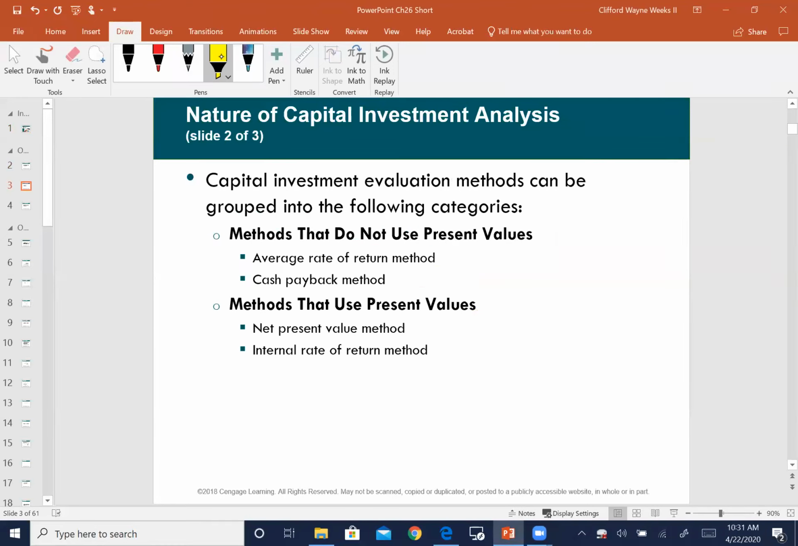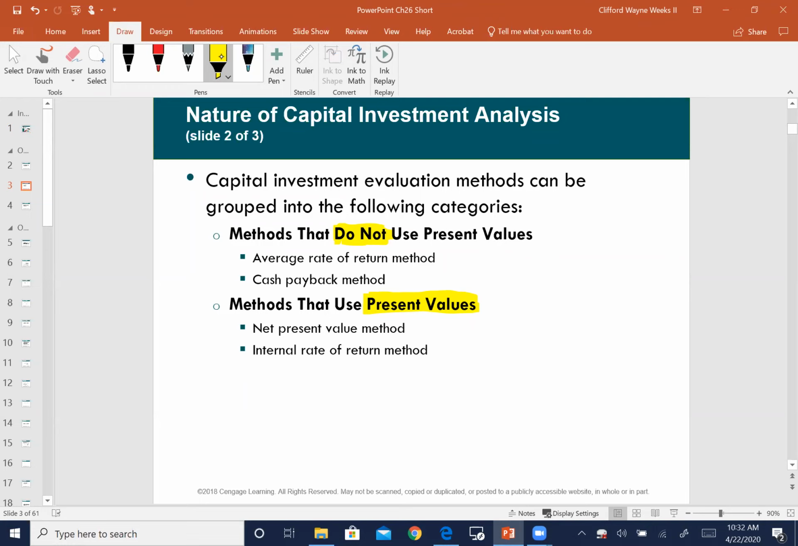And so for capital investment evaluation, as I said, there are 4 different methods. 2 that do not use the time value of money, and 2 that do, that use the present value understanding. Hopefully at some point in your educational career, you've talked about the future value and the present value of numbers. In a nutshell, what that refers to is the time value of money.